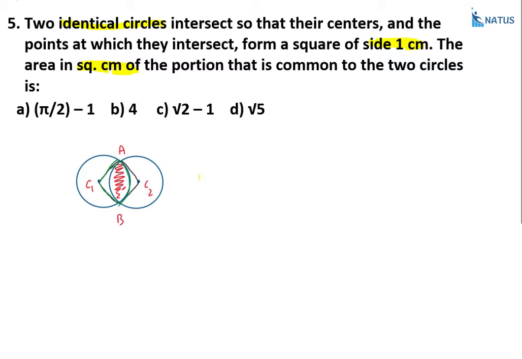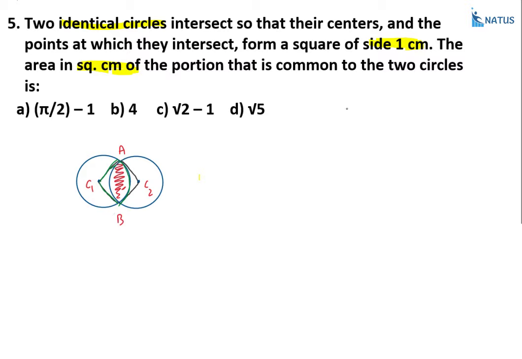Now, what do we require? We require the shaded region. How will you solve for the shaded region? It is the sum of the areas of the two sectors minus the area of this square. Now we will calculate the area of these sectors AC1B and AC2B.